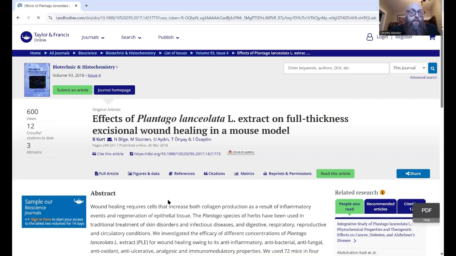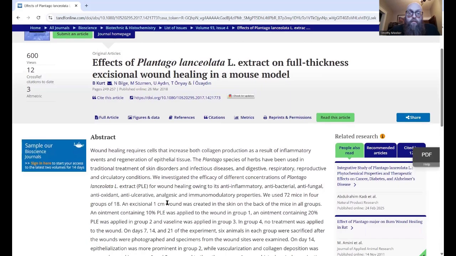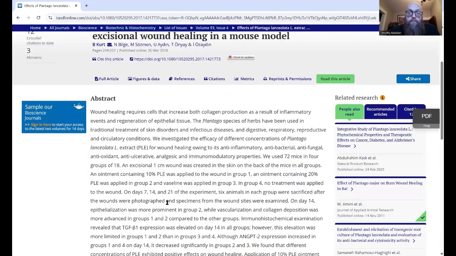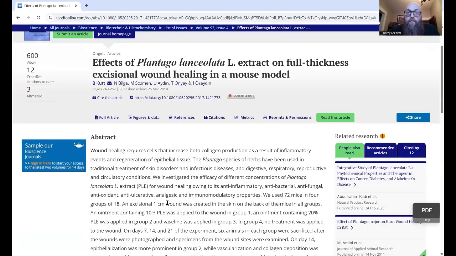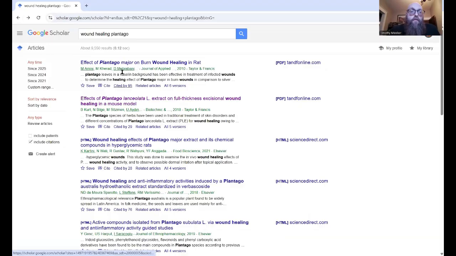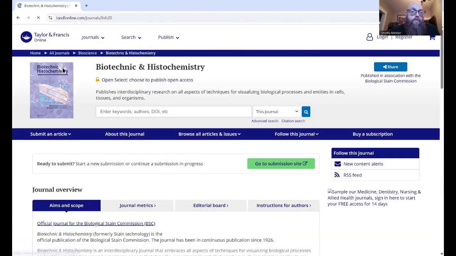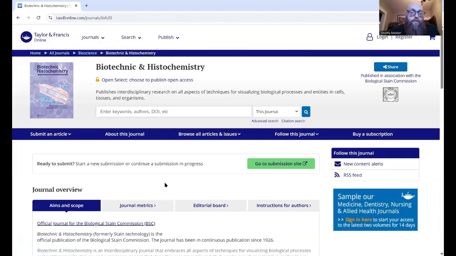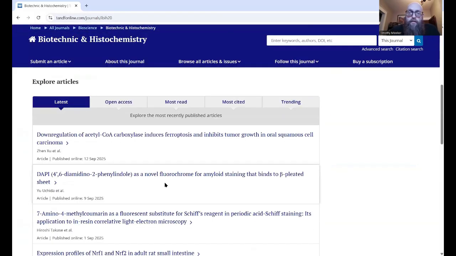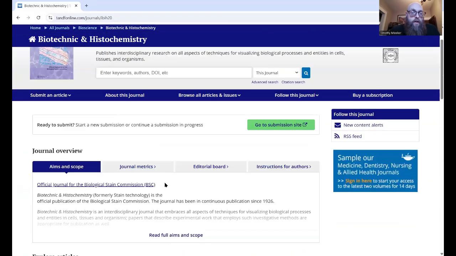So this is Biotechnic and Histochemistry. And Plantago, you have the abstract. This is peer reviewed. If you have questions about the journal, you can always go to the journal and say, okay, well, what's going on with this journal? Was this on PubMed or was it not? Didn't show up too high.